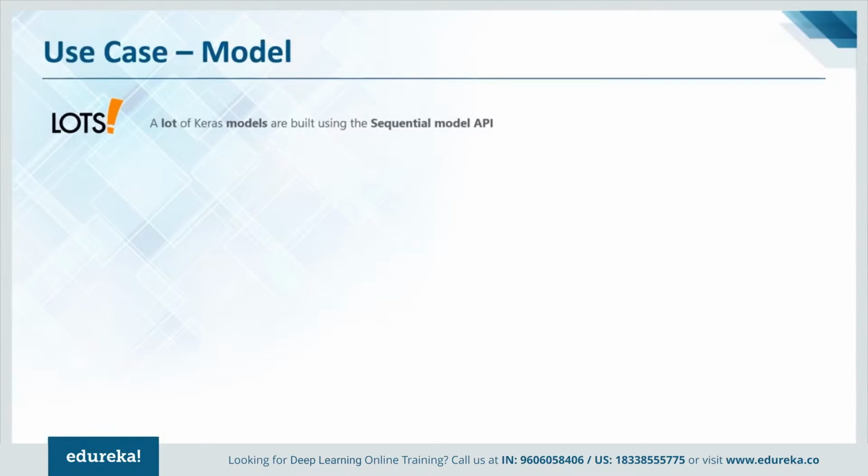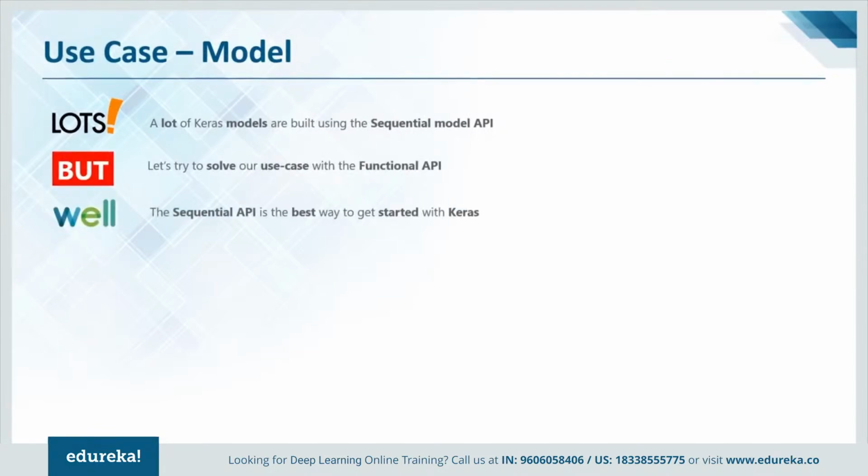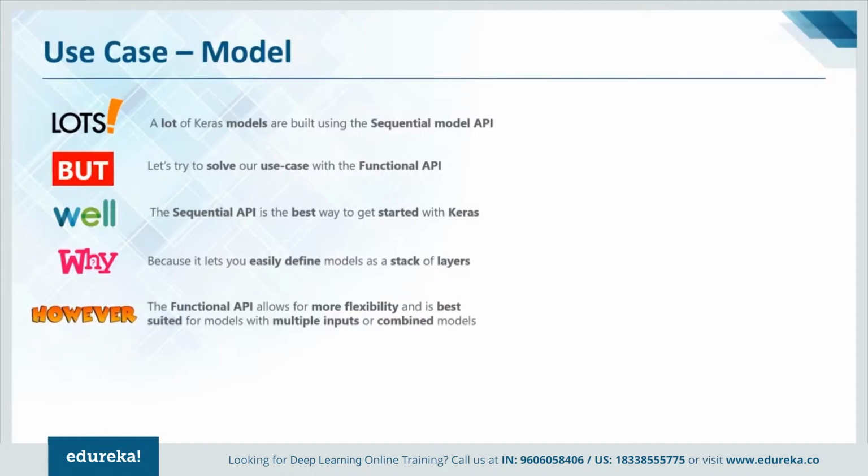A lot of Keras models are built using the sequential model API as I told you earlier. But let's make use of the functional API for our use case. Well, true, the sequential API is still the best way to get started with Keras. Why? Because it lets you define models easily as a stack of layers, like I explained earlier. However, the functional model allows for more flexibility and is best suited for models with multiple inputs.